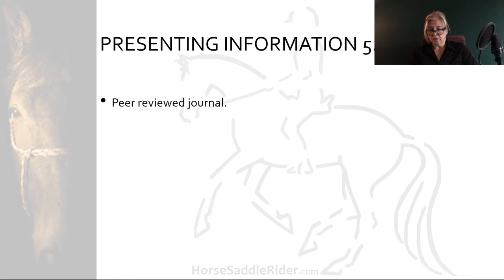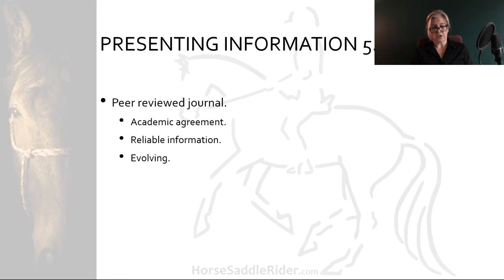Peer-reviewed journals contain scientific studies, and their remit is to present investigations that advance academic knowledge for agreement. The information is scrutinised for reliability, and results of scientific study are expected to evolve over time.